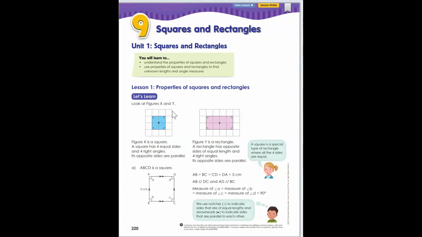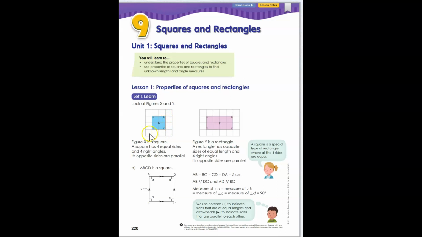So let's see. Lesson 1, properties of squares and rectangles. Look at figures X and Y. This is X. This is Y. X is blue, Y is pink. Why? I don't know. Anyway, figure X is a square that has 4 equal sides and 4 right angles. Its opposite sides are parallel. We've all learnt about that. The square here tells us it's a 90-degree angle. A 90-degree angle is a right angle.